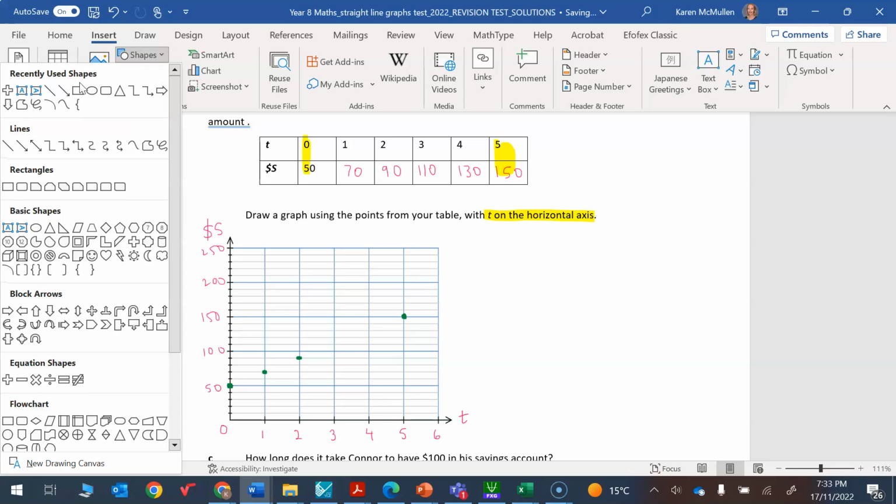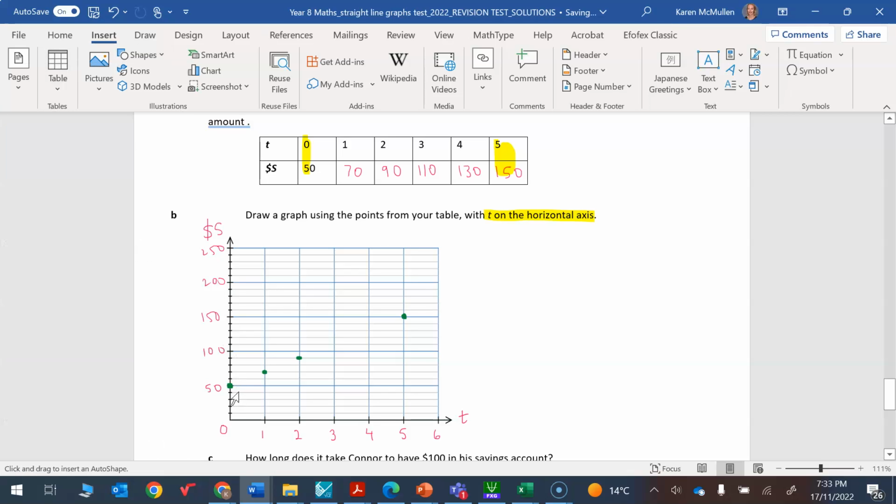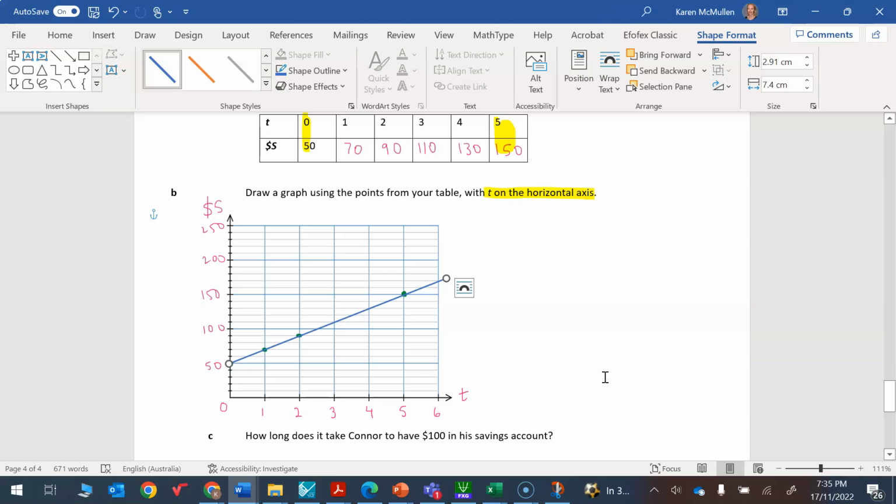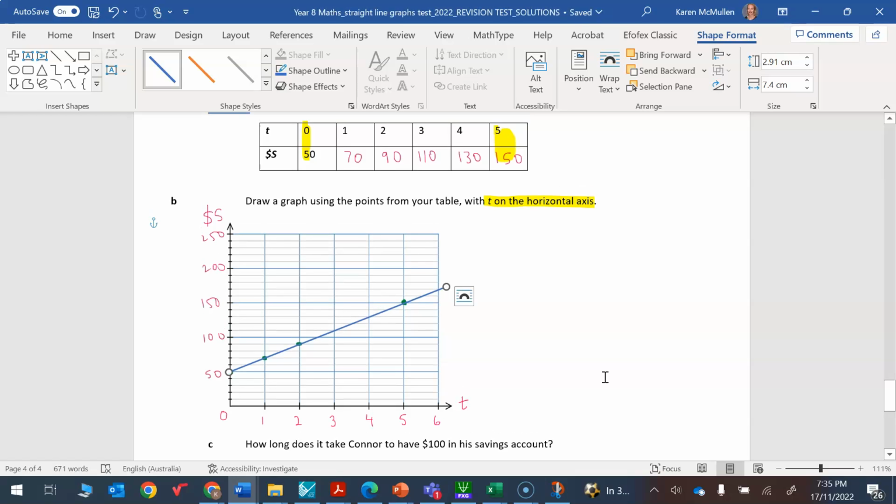Trying to get my ruler. All right, so with your ruler, oh, it's not going to let me draw on the graph. It's annoying. All right, I've got it working. There we go. So there's the line. All right, so you only need 2 points, and the 2 end points, so 0, 50 and 5, 150 is going to give you a more accurate graph than if you just did 0, 50 and 1, 70.